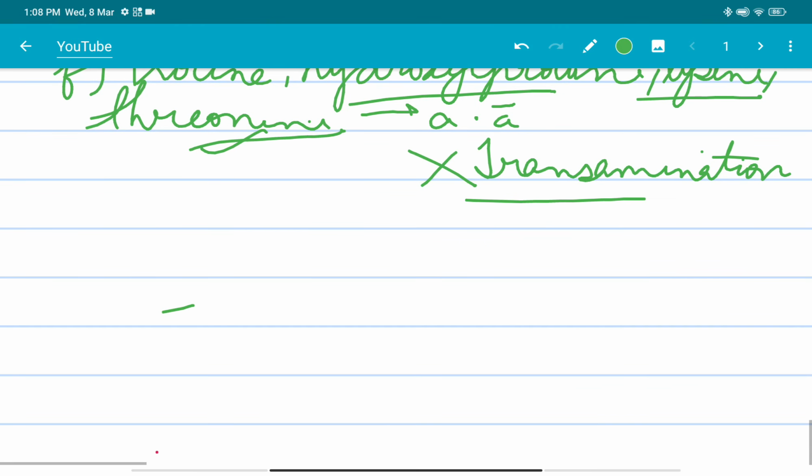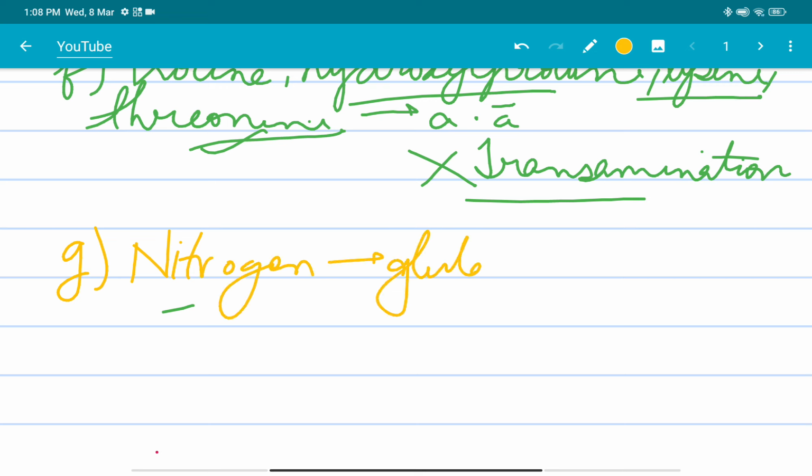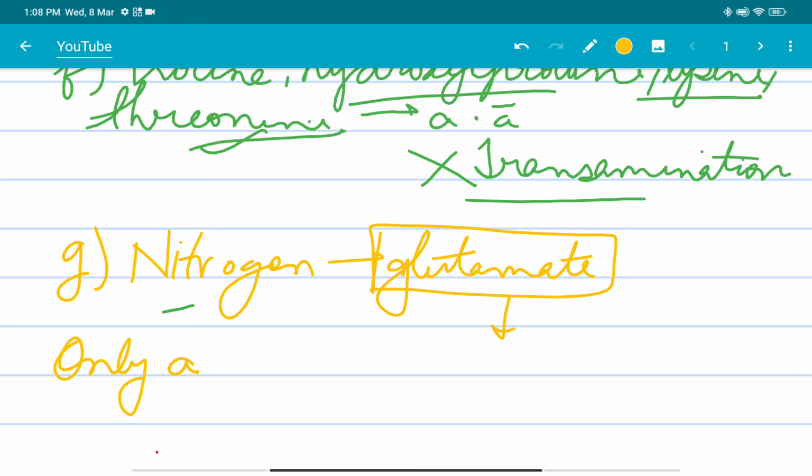Now, basically, the amino acids will undergo the process of transamination to concentrate the nitrogen in glutamate. Glutamate is also an amino acid. Glutamate is the only amino acid that will undergo oxidative deamination.